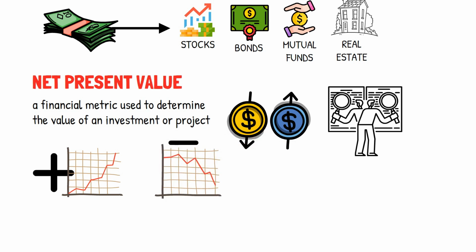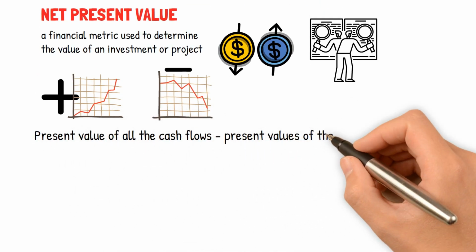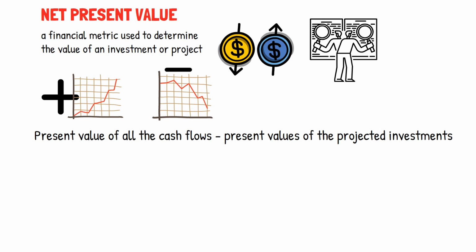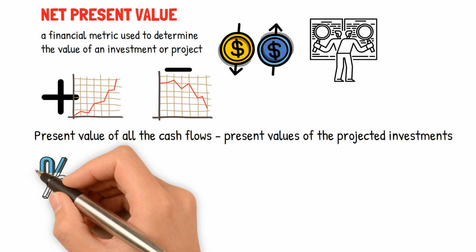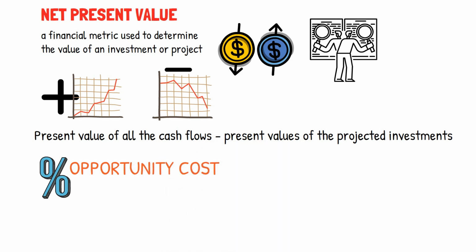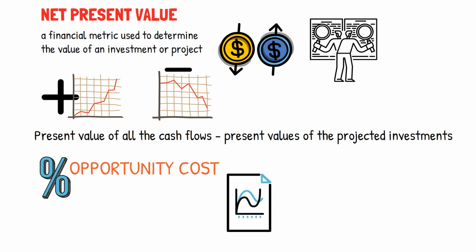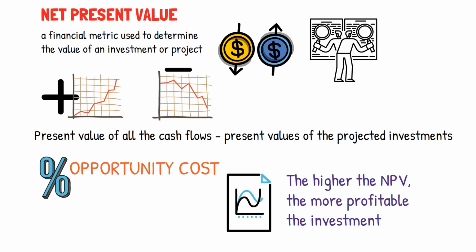The formula for calculating NPV is the present value of all the cash flows expected, minus the present values of the projected investments. We covered this in more detail in the last module. The interest rate used in this calculation represents the opportunity cost of investing in the project, and is typically the same as the company's cost of capital. The result is expressed in monetary terms, which means it provides a clear picture of the profitability of the investment. The higher the NPV, the more profitable the investment.